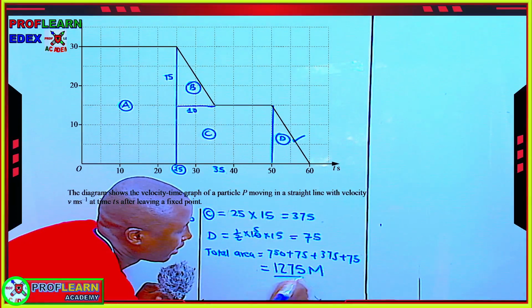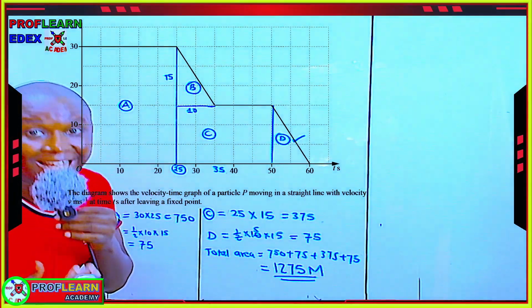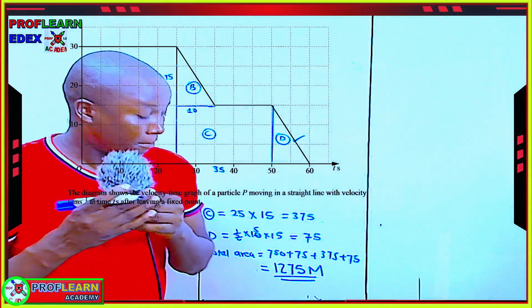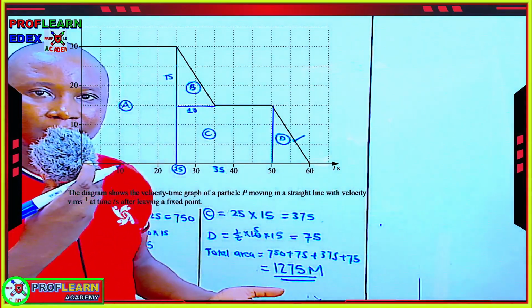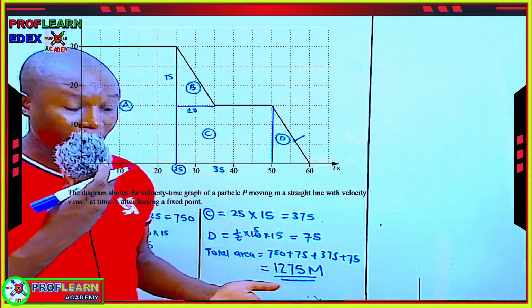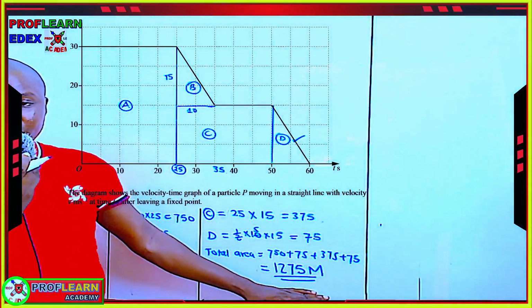1275 meters. So don't make a mistake and say area is in meters squared, because the area under the graph represents the distance moved by the object. So the units for this area should be what?